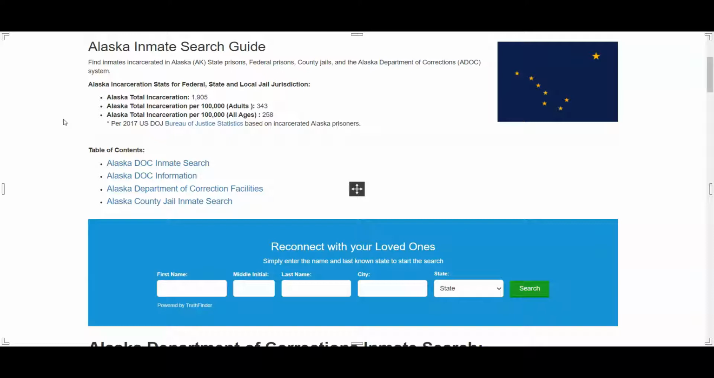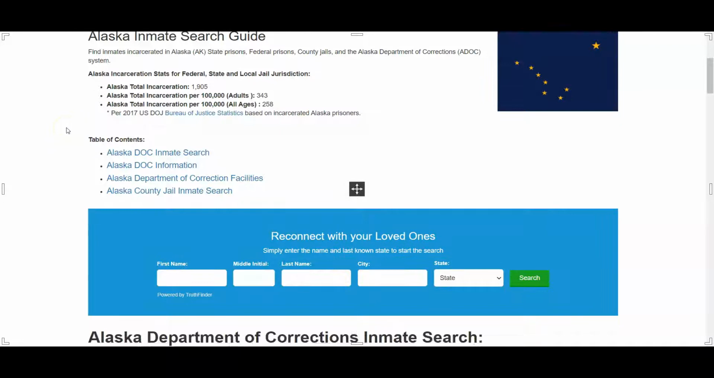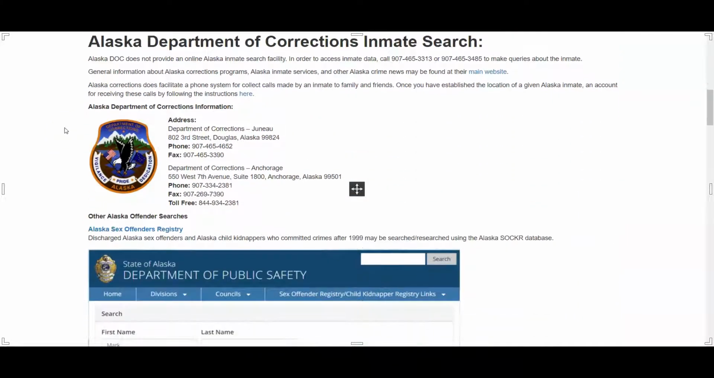Today we're going to be looking at how to find Alaska inmates. Alaska has a relatively small inmate population, about 1,900 based on the most recent stats according to the Department of Justice. Consequently, probably because of the smaller population, Alaska doesn't offer a searchable database for you to go online and just find the person that you're looking for. So if you're looking for one of those 1,900 currently incarcerated inmates, the only way to do that is going to be to call the DOC.